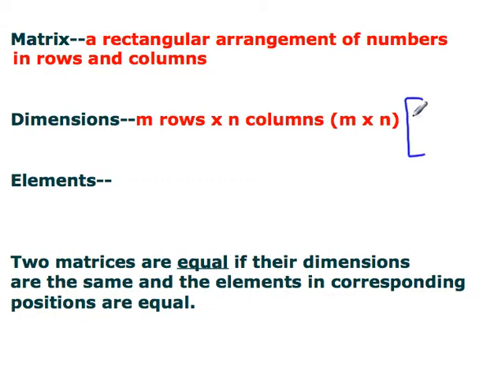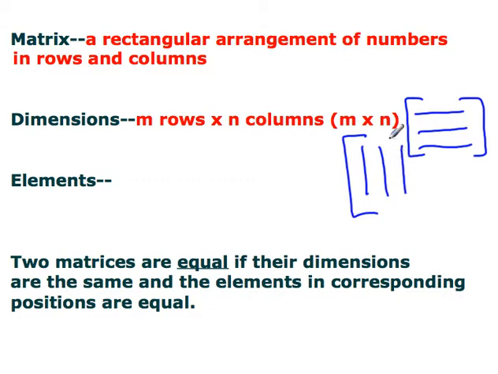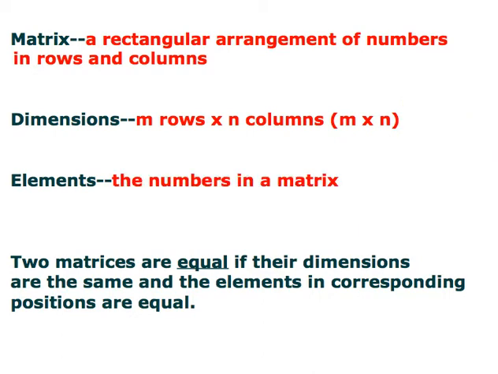The dimensions, think about it, these are rows, okay? And columns are going to go the long way like this. Like I always think of Washington, D.C., there's a lot of buildings with columns. That's how I remember what columns are. The elements of a matrix are the numbers that are actually in the matrix. And two matrices are equal if their dimensions are the same and the elements in corresponding positions are equal.